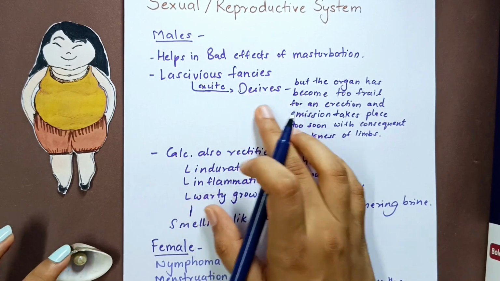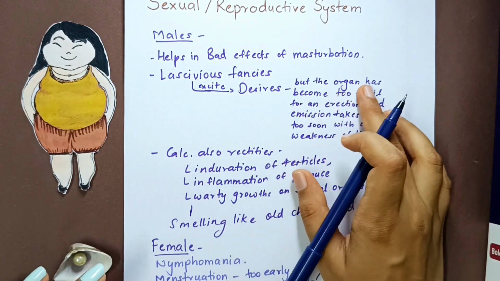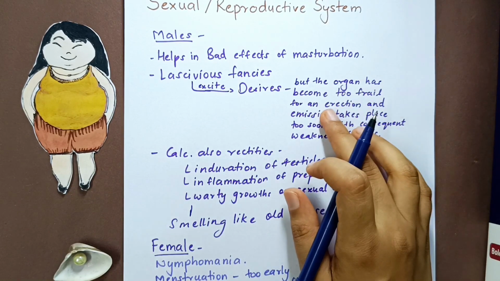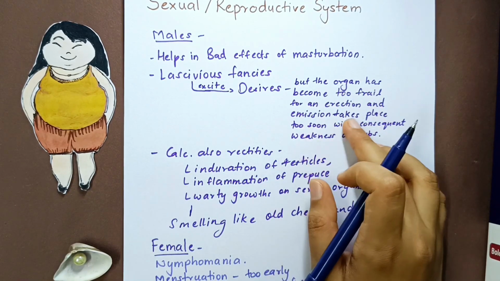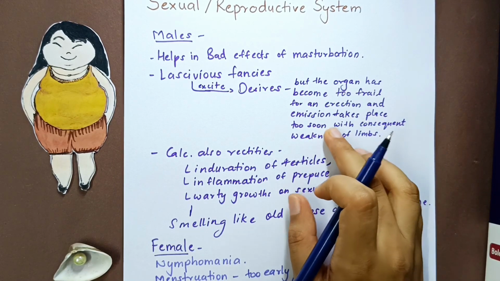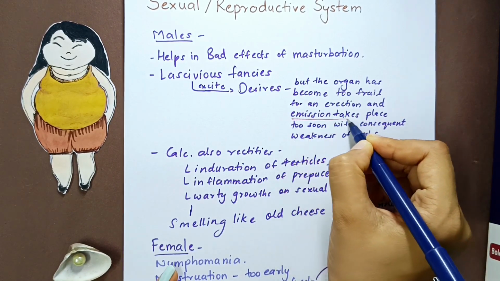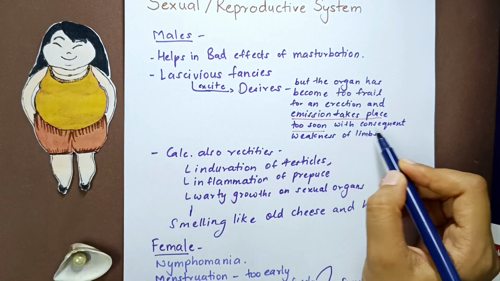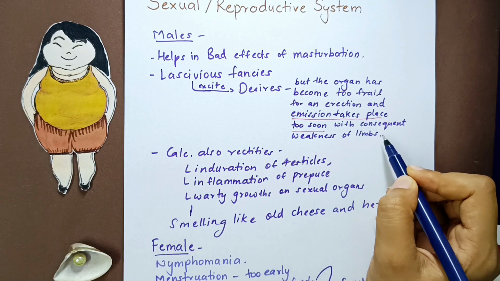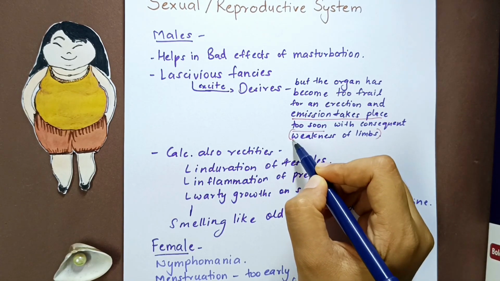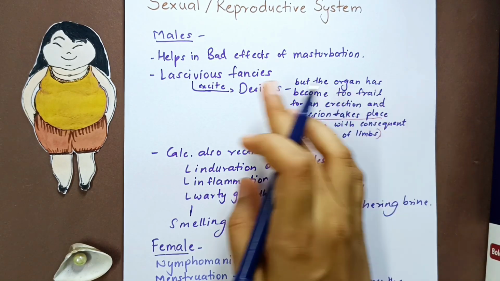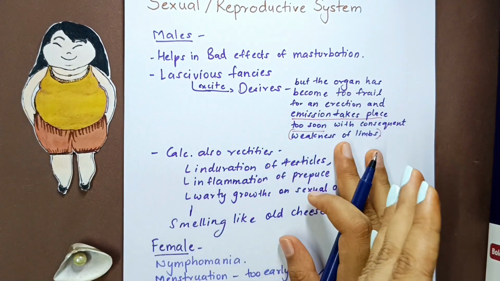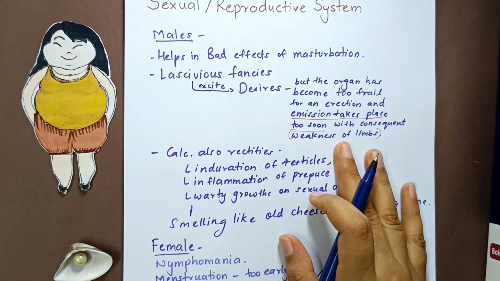But even after having the desire, the organ has become too frail for an erection. The penis is not able to get erect, and the emission takes place too soon. Okay, the emission, this is the problem. The emission will take place before it should, with consequent weakness of limbs. This will be the concomitant symptom along with it. That is the main problem. So if a patient comes to you with this, you will also obviously have to see the other symptoms. They should also match.